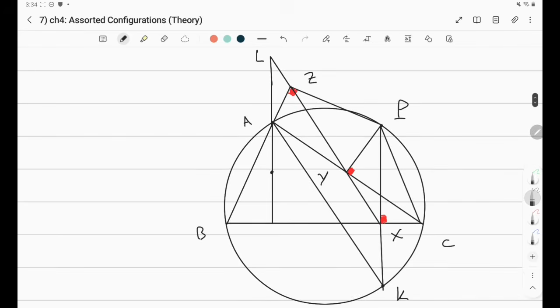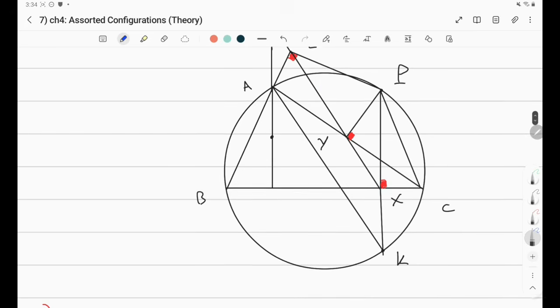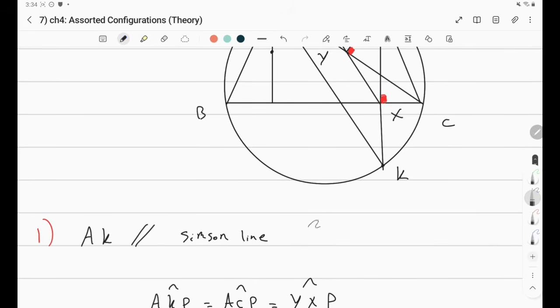And now you can easily see that we have a parallelogram, right? Look at it. XK parallel to LA, and the Simpson line LX is parallel to AK. So right now we got a parallelogram. So let's just add that. So we can just say that ALXK is a parallelogram. Alright, we're done with the first part.